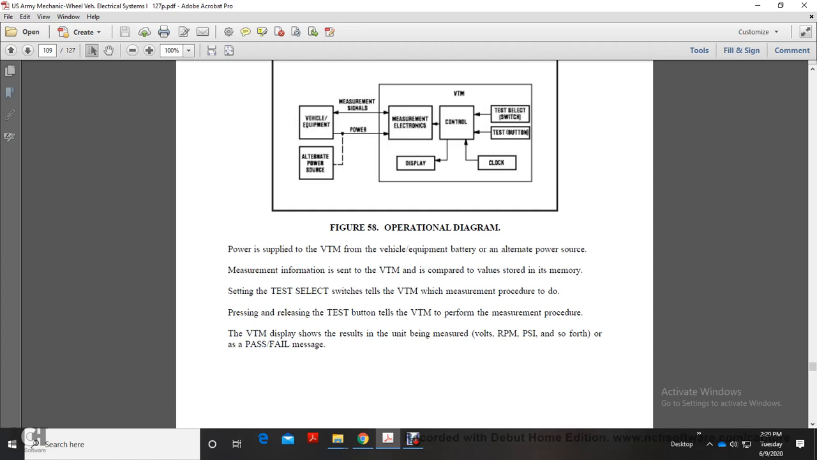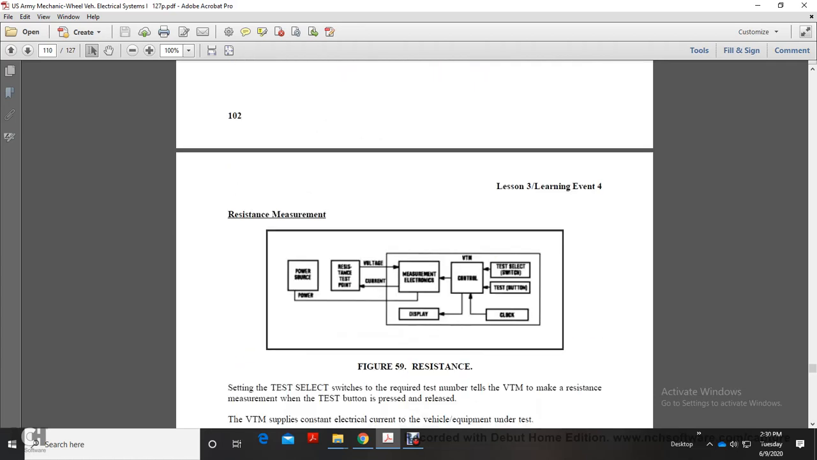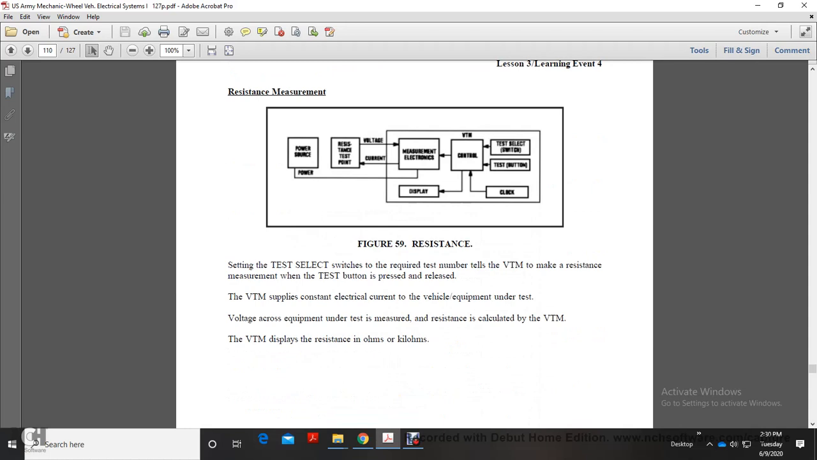Pressure releasing test button, the vehicle test meter performs the measurement procedure. The vehicle test meter displays show the result of the measurement being used: volts, RPMs, PSI, and so forth, and a pass or fail message. Figure 59 shows resistance.